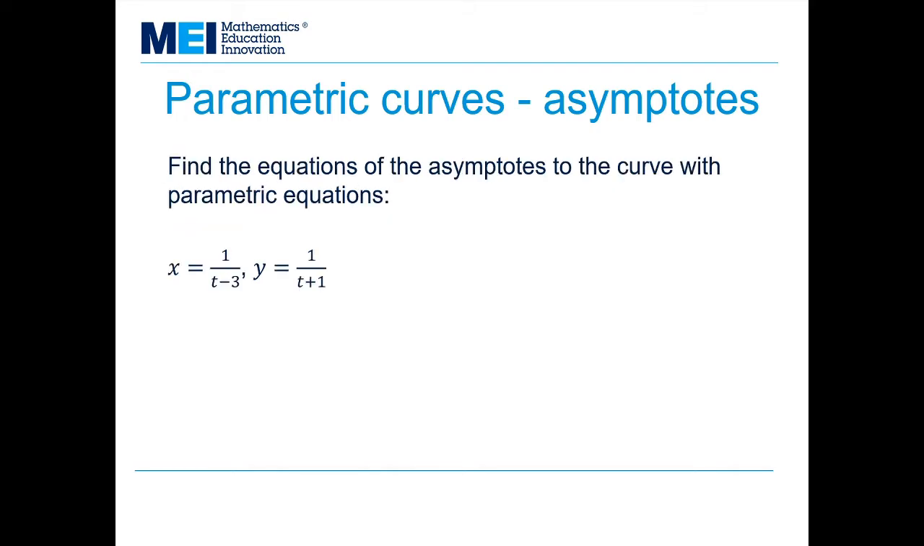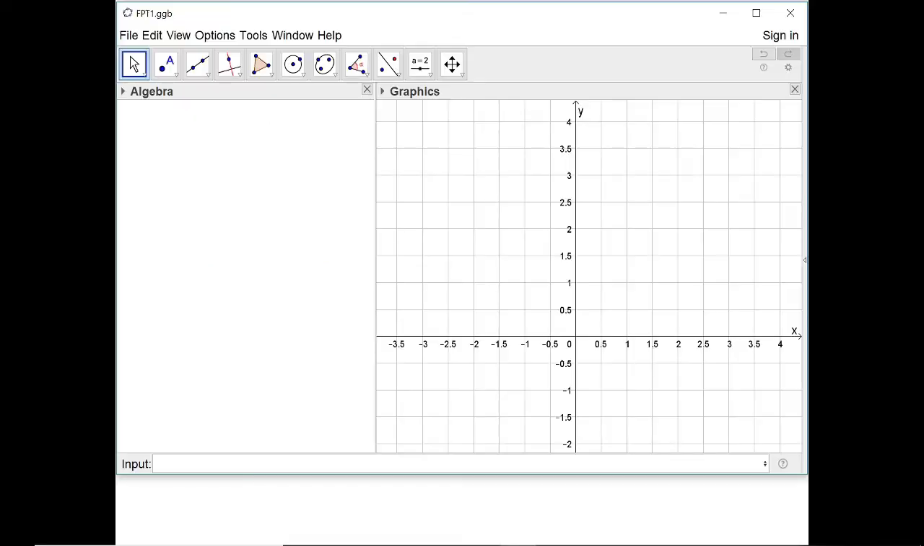Find the equations of the asymptotes to the curve with parametric equations x equals 1 over t minus 3 and y equals 1 over t plus 1. Well, let's start by plotting this in GeoGebra and see what we can see. So to enter the equations parametrically, I'm just going to put it into brackets in the input bar. So my x coordinate is given by 1 over t minus 1. And my y coordinate is given by 1 over t plus 1.